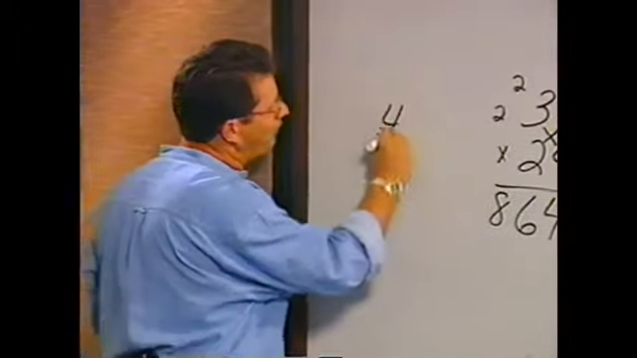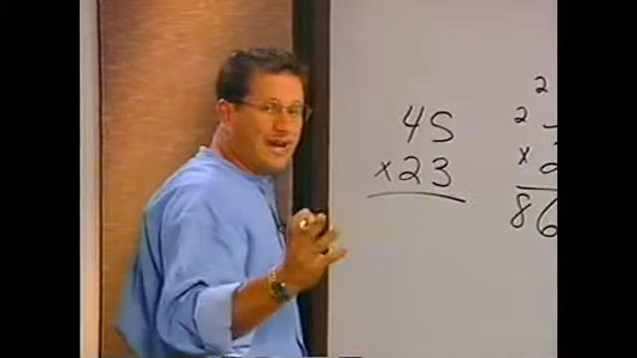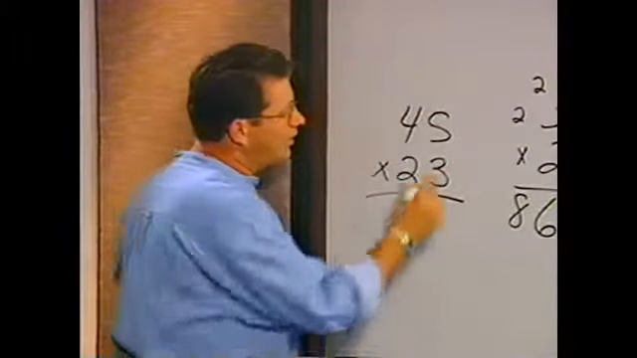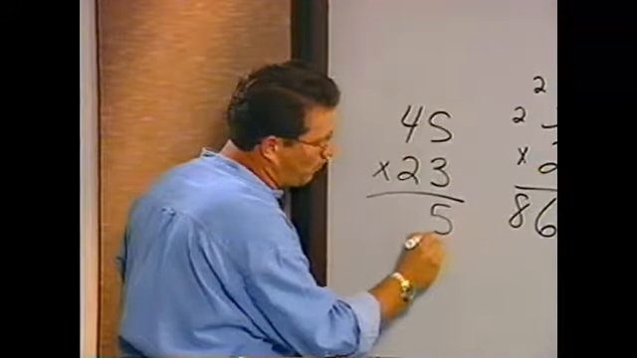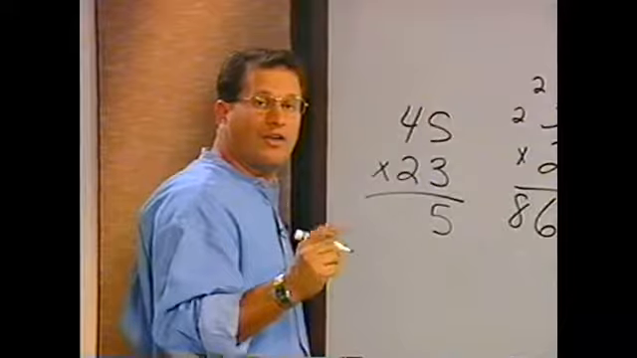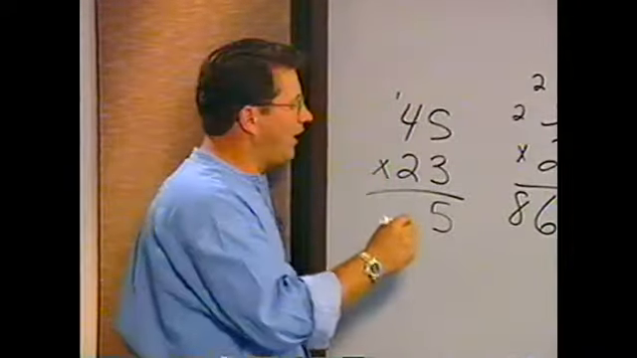How about 45 times 23? 3 steps. First step, right side. What's 5 times 3? 15. I'm going to write down the 5, and what do I carry? The 1. I'm going to carry the 1 to the next step, which is the cross multiply and add.